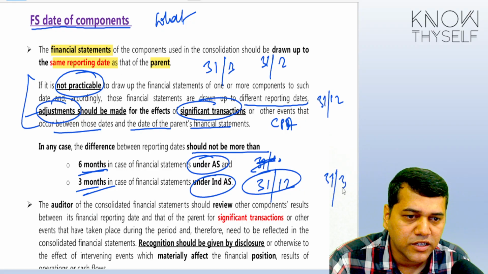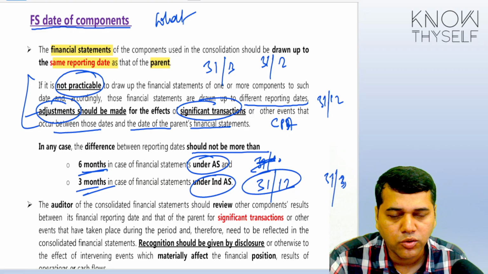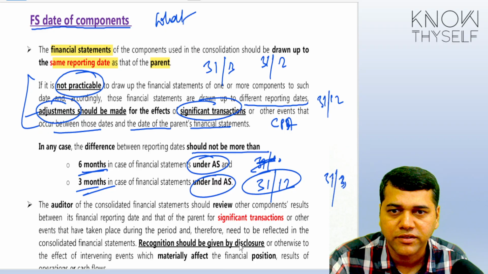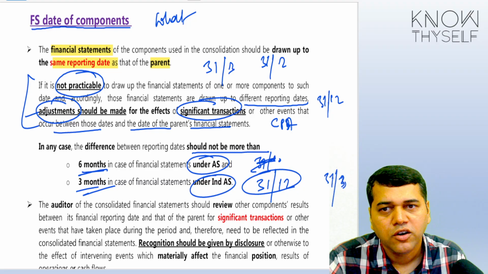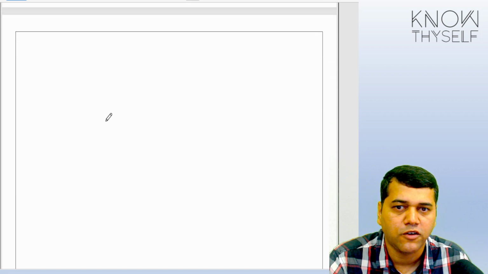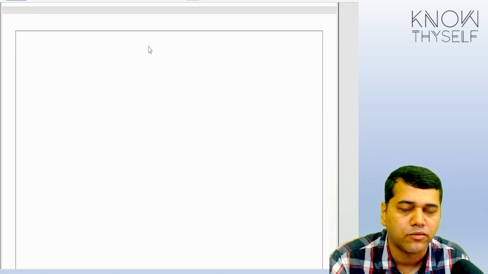And what is the reason? Did we discuss this reason? Do you know why the US follows 31st December and we follow 31st March? Are you aware of this reason? Okay, the reason goes like this. Primarily, we have two groups of countries out of 182 or 190 countries.